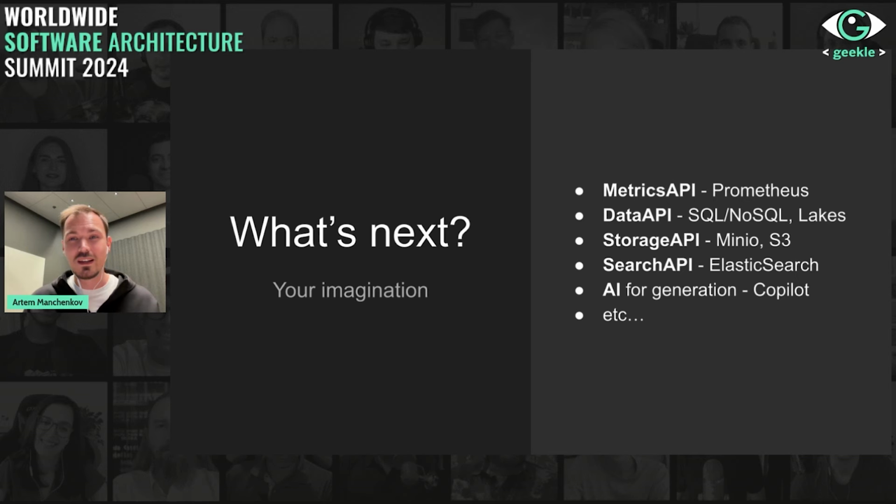So that was my story, how I decided to incorporate specifications into my development lifecycle as a more important thing. And answering the question, what's next, I would say it's just your imagination. You can introduce a lot of different new specifications for metrics, data, search, storage. It's up to you. And since right now there is a trend to use AI everywhere, that is also an option to leverage custom models to generate code based on your unique specification.